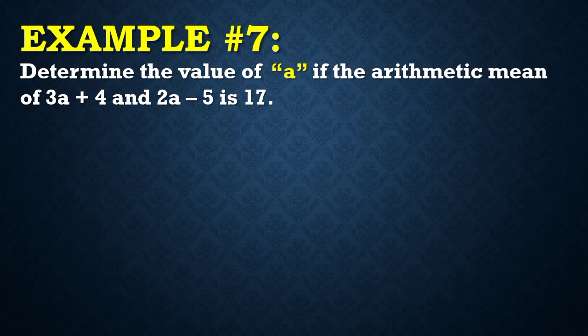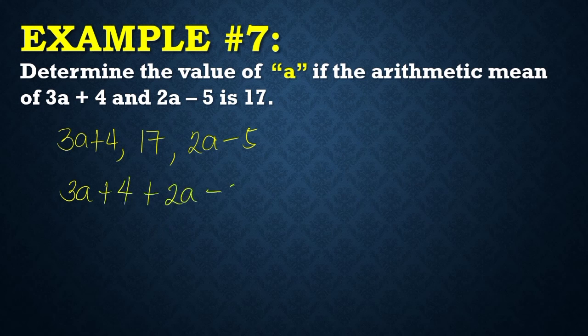So, pwede nating ilista na terms niya, 3a plus 4. And then, yung given arithmetic mean, which is 17. And then, yung last term na 2a minus 5. So, dito para mas mabilis ang pag-solve natin, gamitin natin yung unang process. Okay, yung i-add tapos i-divide sa 2. So, magiging sagot ganito, 3a plus 4 plus 2a minus 5. And then we divide by 2. And then is equal to 17.